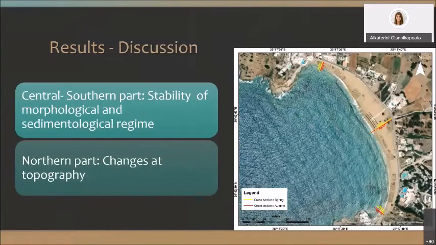By comparing the cross-sections on a seasonal scale, the central and the southern part of Milopotas Beach represent a stable morphological and sedimentological regime. The seasonal cross-sections at the northern part of Milopotas Beach indicate changes in topography, including the berm zone and the slope of the underwater part of the cross-section, while sediment granulometry does not present significant variations between seasons.